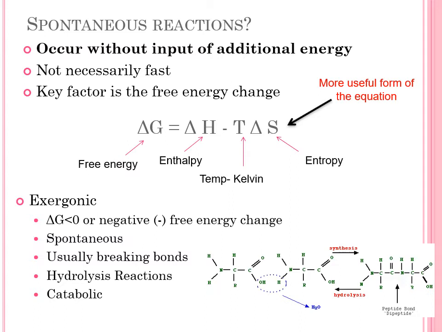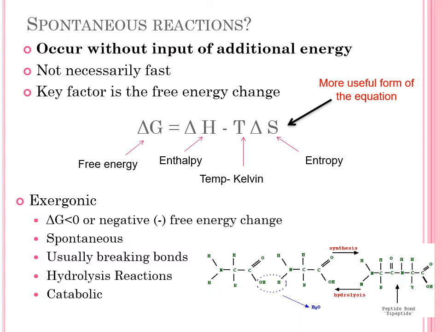We can also associate spontaneous reactions with being exergonic. We've used this term before, EX is a prefix. Remember that whenever you see this prefix EX, we're talking about leaving or going out. So here we're talking about energy that is being released. And so whenever we define exergonic chemical reactions, they're always going to be spontaneous. That means they're always going to have a negative delta G. They're going to be spontaneous. They're going to be involved in breaking bonds. Whenever we see breaking bonds, remember that we're talking about hydrolysis reactions.